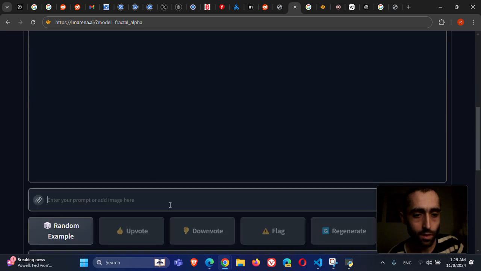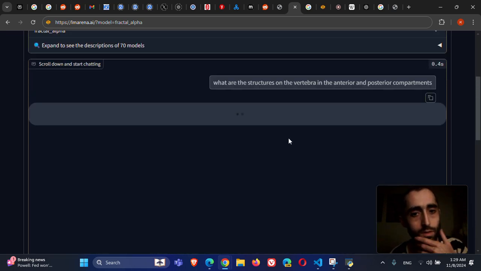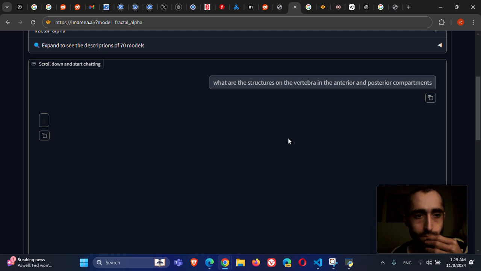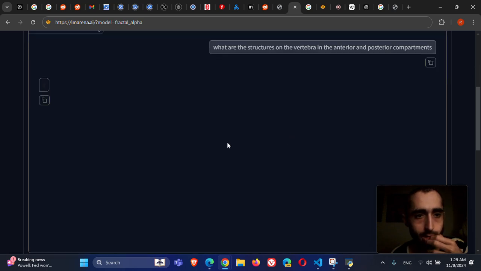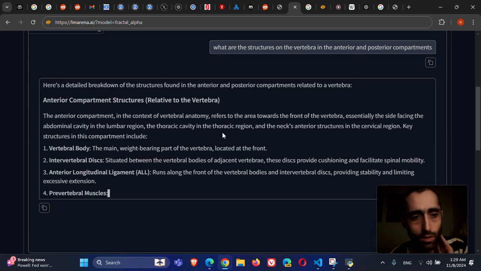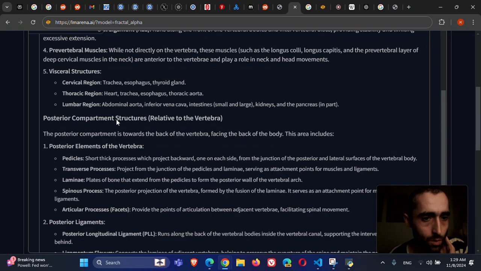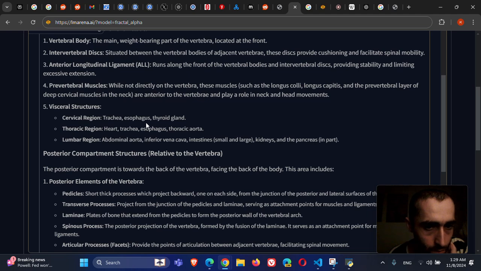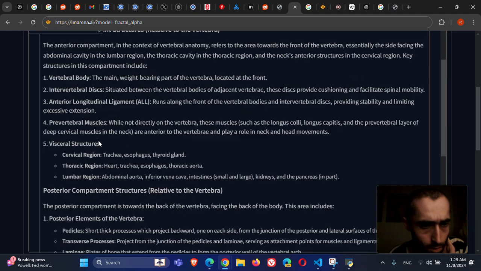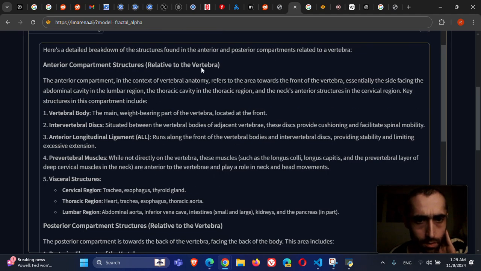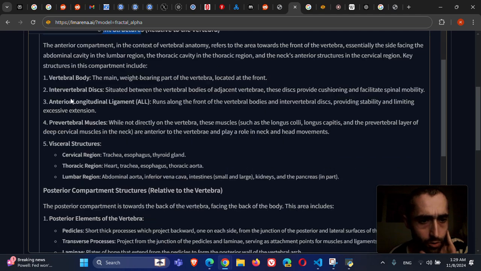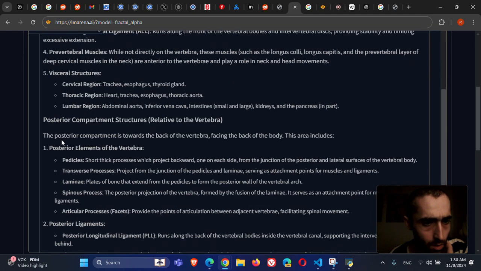Let's see how it tells me about it. Not sure it is thinking. What is going on here? Okay, so let's see. Cervical region, trachea. It talked about the vertebra. Okay, vertebral body and the vertebral disc, anterior. Okay, this is the anterior compartment structures. Okay, prevertebral, visceral. Okay, posterior compartment, posterior elements, pedicle, transverse process, lamina, spinous process, articular process.